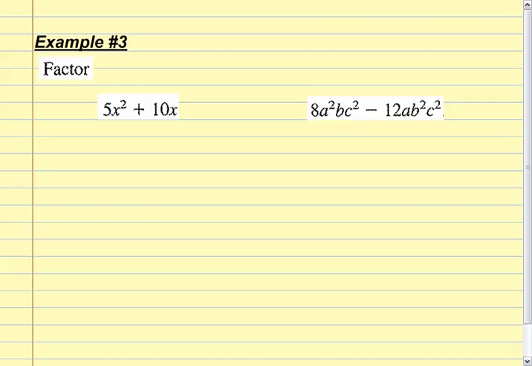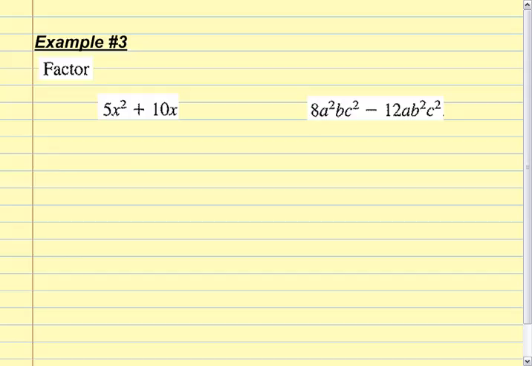Okay, folks, for example number 3, it says factor. Now remember the first two examples it said divide, right? And we split them up into their separate fractions and we just canceled them down. They're not asking us to do that here. They're asking us to factor, which means unmultiply. Unmultiply.